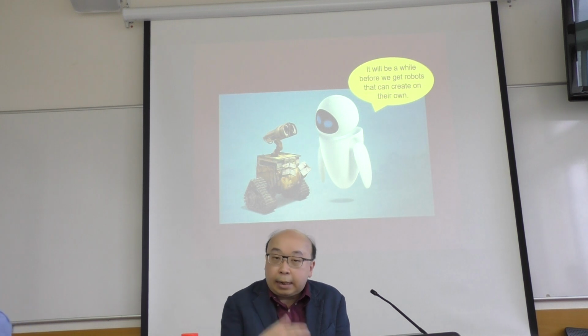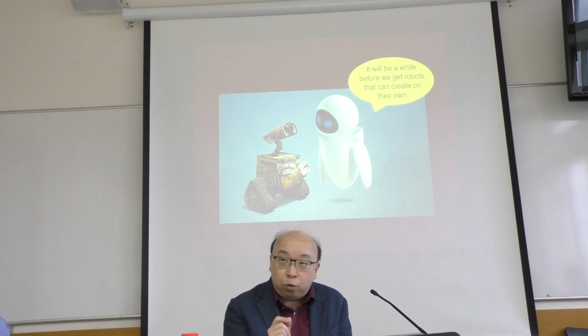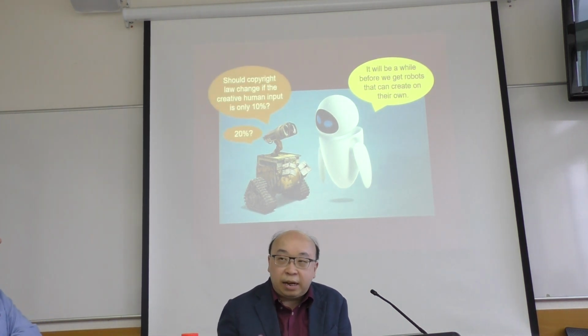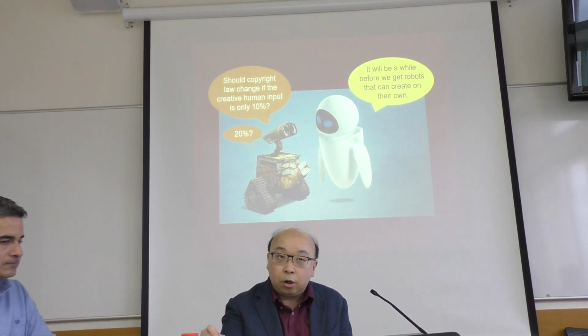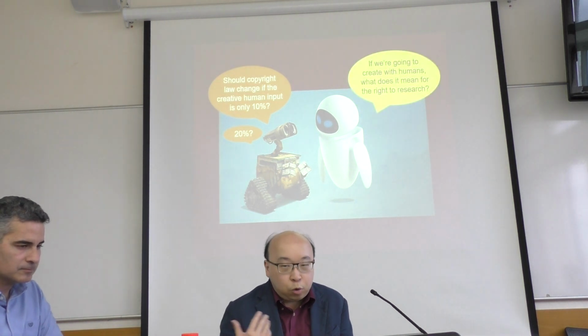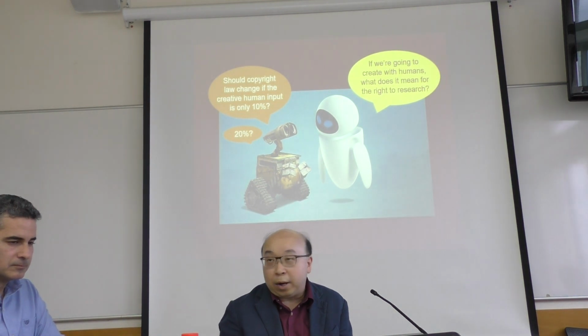The first one is that it will be a while before we get robots that can create on their own, which is true, right? It'll take a while. But should copyright law change if the creative human input is only 10% or 20%? That might be not just a difference in degree, but a difference in kind, to the point that we actually need to change our copyright system. And if robots are going to create with humans, what does it mean for the right to research? Right, so that is something that we can think about.